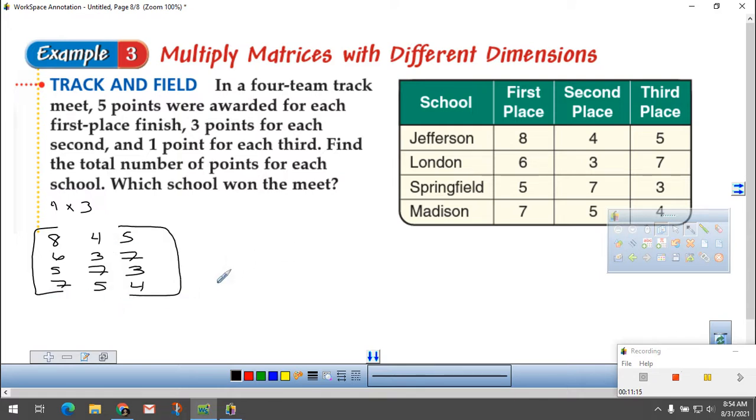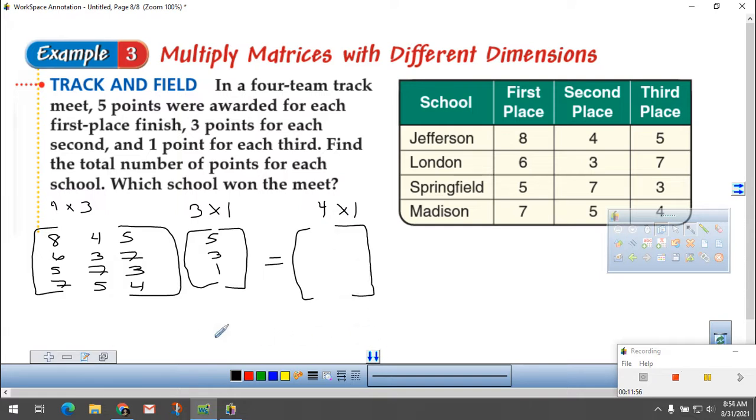Now keep in mind, to multiply matrices, I have to make sure that whatever matrix I multiply by, you see how this has 3 columns, then that better mean it has 3 rows. And so what I have here is that it's 5 points for each first place, 3 points for each second, and 1 point for each third. So I need to make sure that I make a 3 by 1 matrix. That means 3 rows and 1 column. So that way I can multiply. So 5, 3, and 1. And see, now that I can multiply those two matrices together. My resulting matrix is going to be a 4 by 1 matrix.